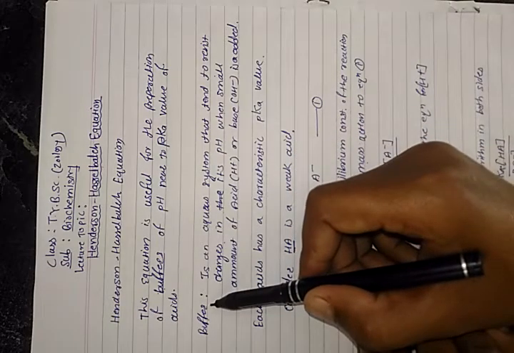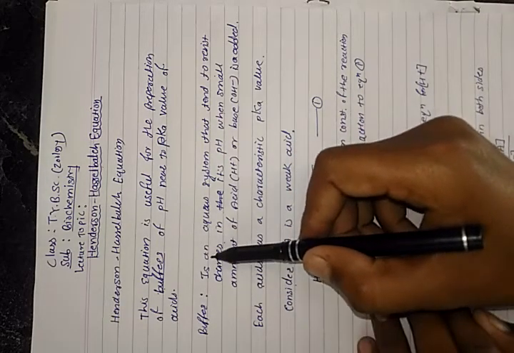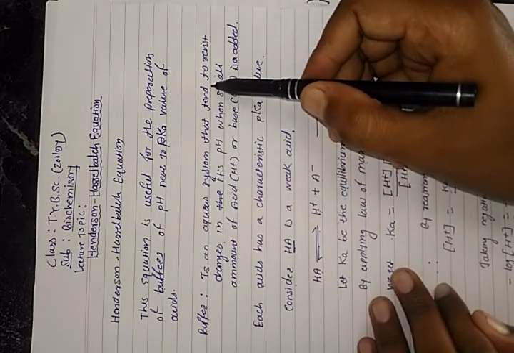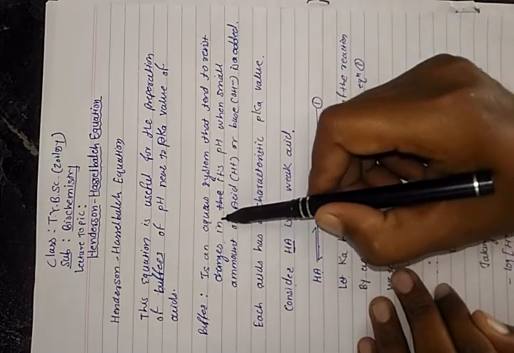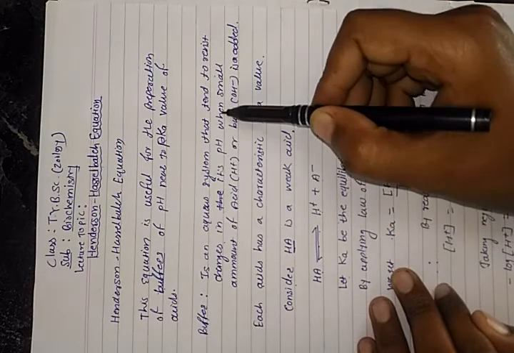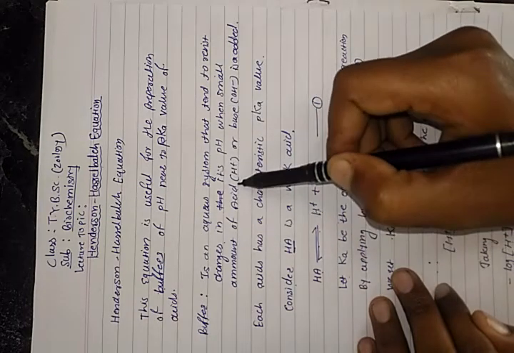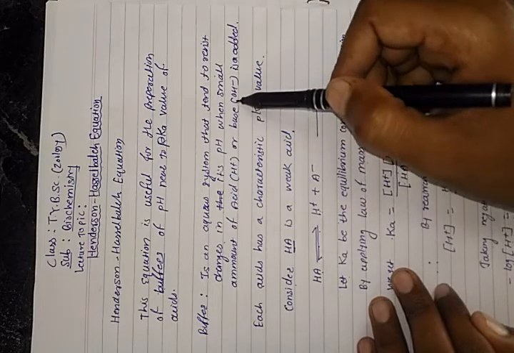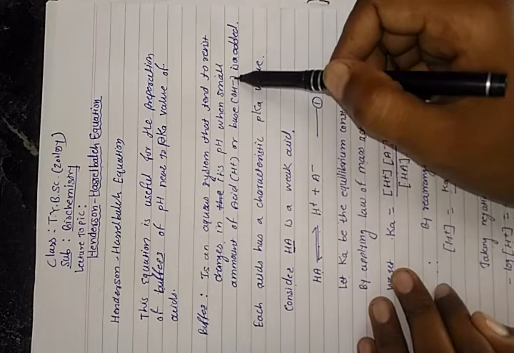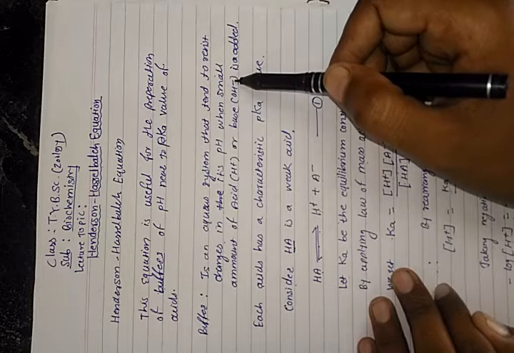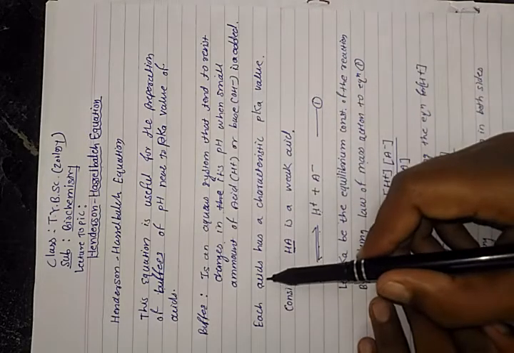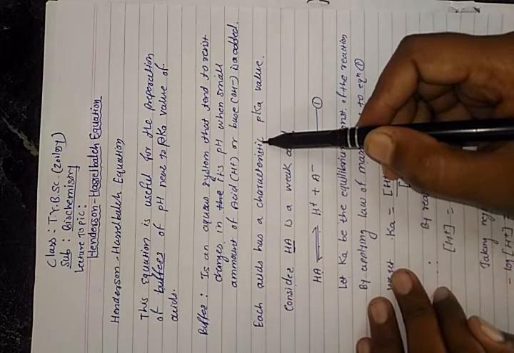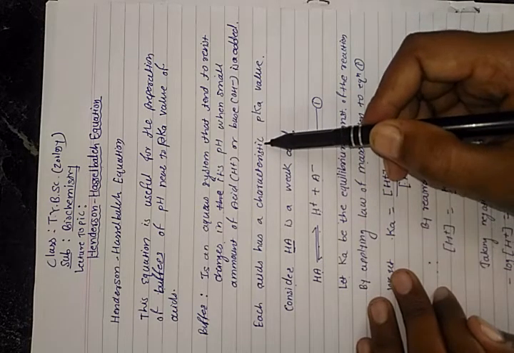What is meant by the buffer? Buffer is an aqueous system that tends to resist changes in its pH when a small amount of acid, that is H plus, or base, that is OH minus ions, is added. Each acid has a characteristic pKa value.